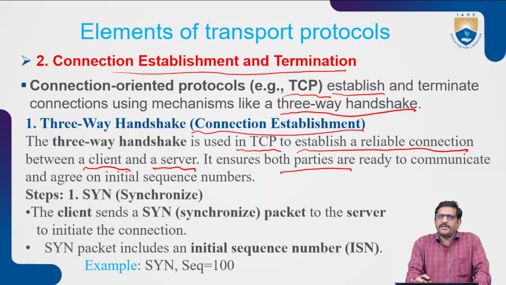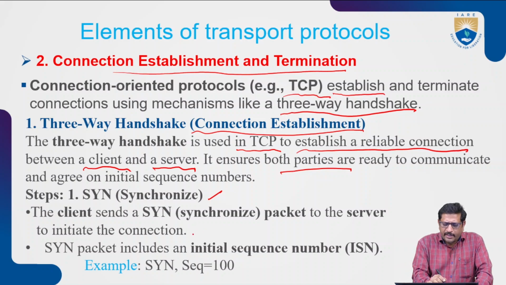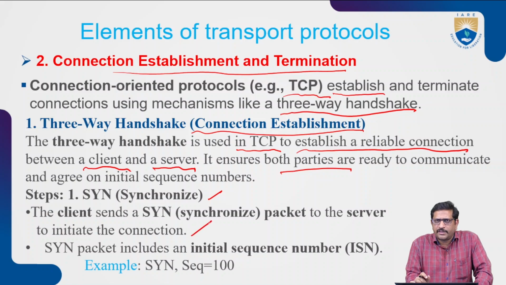In the three-way handshake, first, synchronization is used. The meaning of synchronization is that the client sends a synchronization packet to the server, which initiates the connection and requests connection establishment. So this is the synchronization. The synchronization packet includes the initial sequence number.